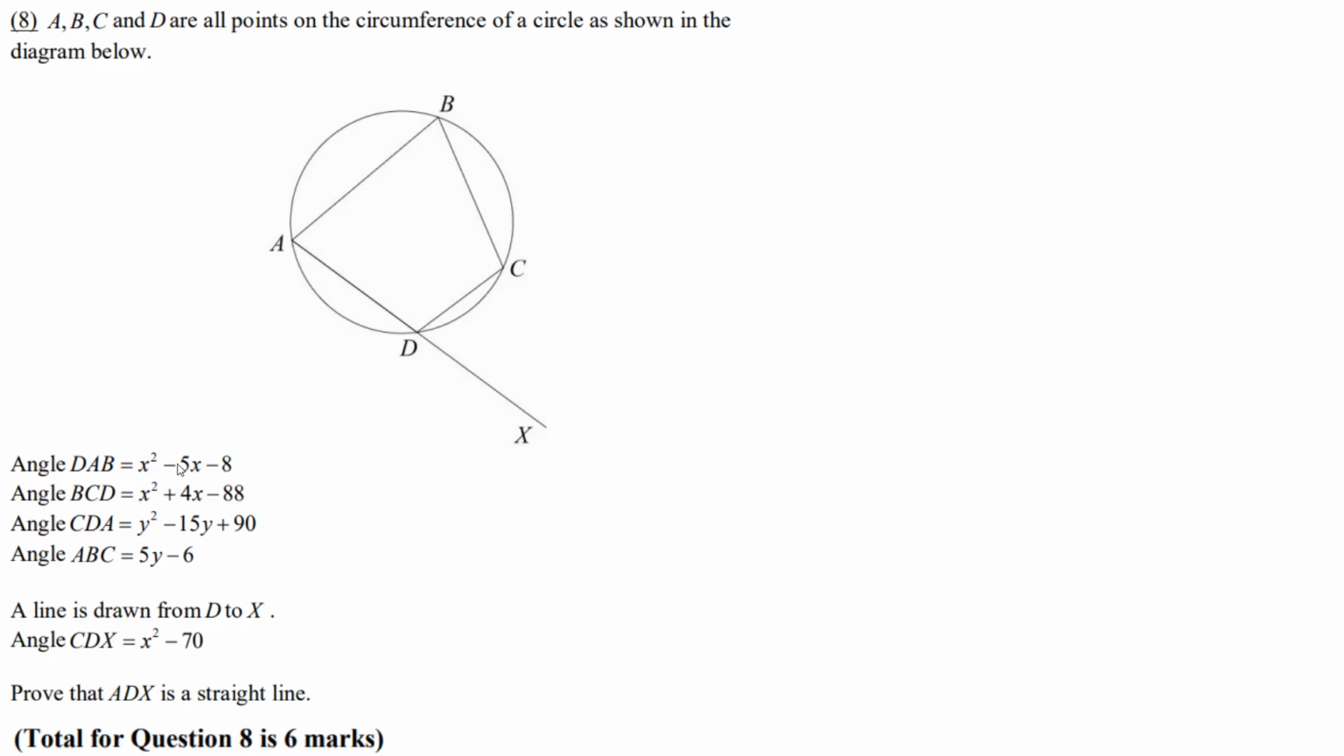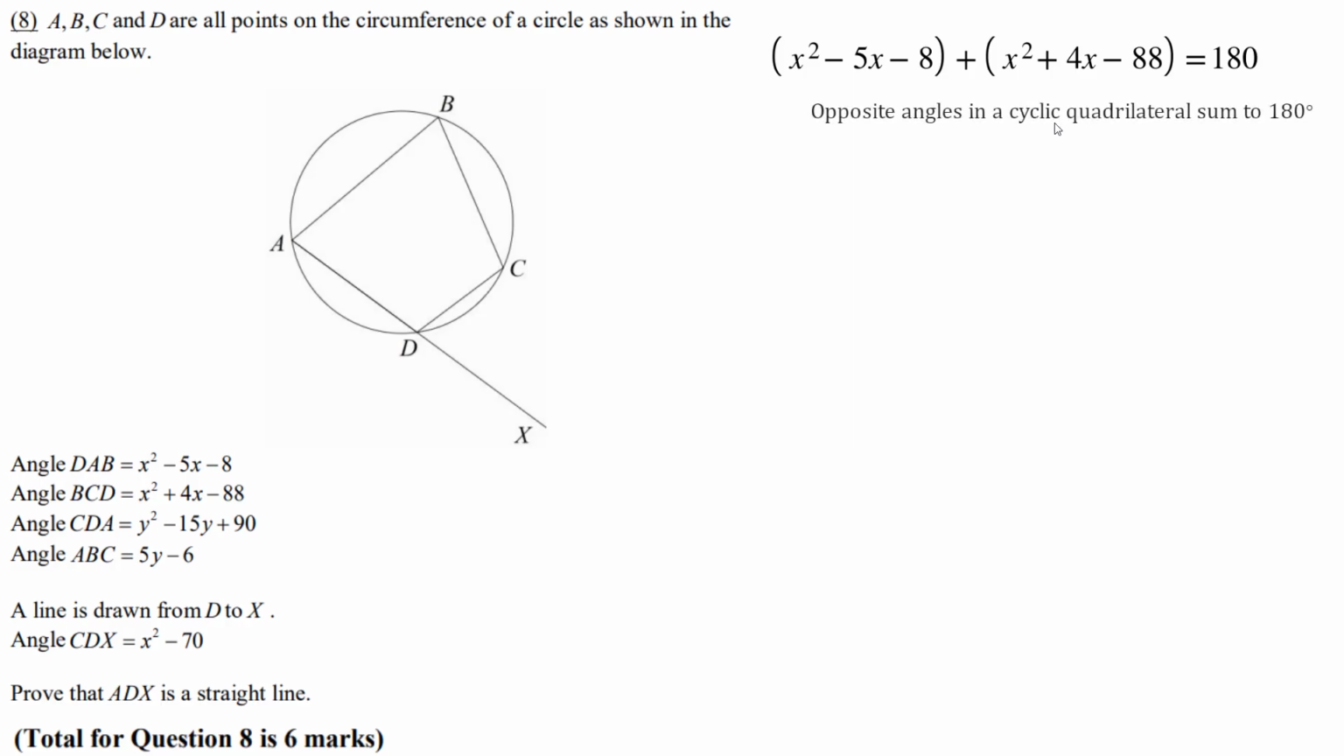So we've got DAB is this and BCD is that. So this is a cyclic quadrilateral, meaning opposite angles sum to 180. So if we add this and this, that must equal 180 degrees, because opposite angles in a cyclic quadrilateral sum to 180 degrees. So just do this carefully. So you've got 2x squared minus 5x plus 4x. So you've got 2x squared minus x, and then that's minus 96, I think. Yeah, so minus 96. And then I took 180 away from this side to get 2x squared minus x minus 276. I use the AC method to factorize.